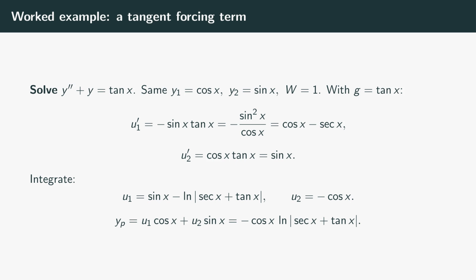Integrate each. u1 becomes sine x minus the log of the absolute value of secant x plus tangent x, using the standard secant integral. u2 becomes negative cosine x. Assemble u1 times cosine x plus u2 times sine x, and after the sine x times cosine x terms cancel, the particular solution is negative cosine x times the log of the absolute value of secant x plus tangent x. The integrals carried all the difficulty exactly as expected.